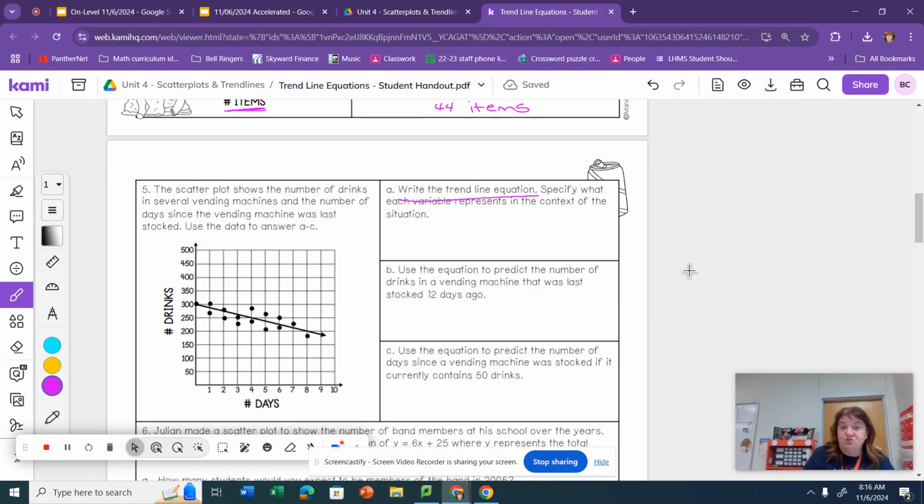Okay, so the actual answer, I don't know if you got it or not, is y equals negative 12.5x plus 300, or however you wrote it. And then you can see that x is the number of days and y is the number of drinks. I'm not going to write that down. And let's see if you can answer B and C on your own.